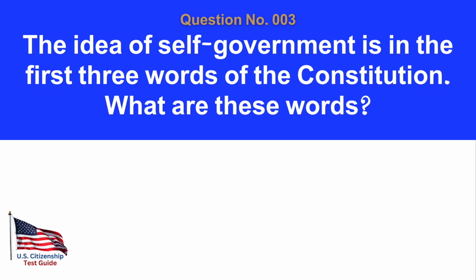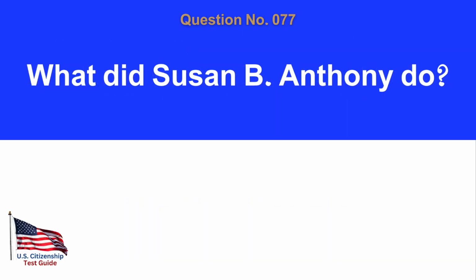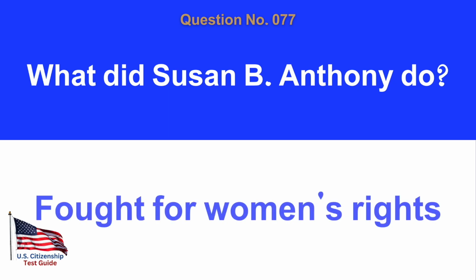The idea of self-government is in the first 3 words of the Constitution. What are these words? We the people. What did Susan B. Anthony do? Fought for women's rights.